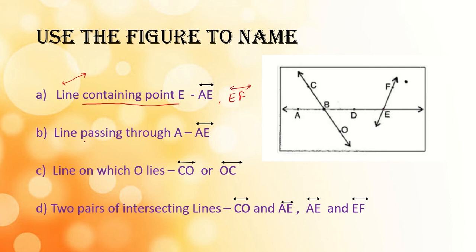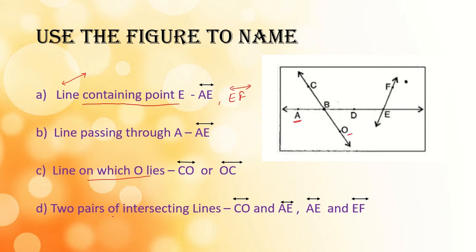Okay. Next, you have to write a line passing through A. So where is the point A? You have to name a line passing through A. So this one, you can see AE is a line where point A lies. Next, you have to name a line on which O lies. You can see O here. And this one is a line. How will you name it? You will say CO, as both the points have arrows, which means it is a line. CO or OC, both are the same.